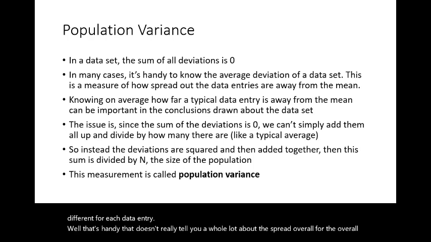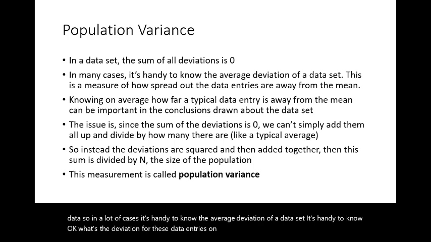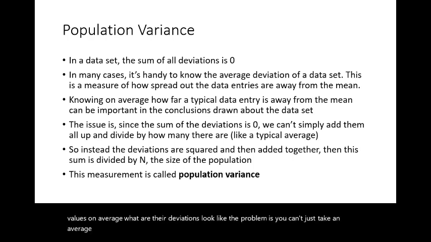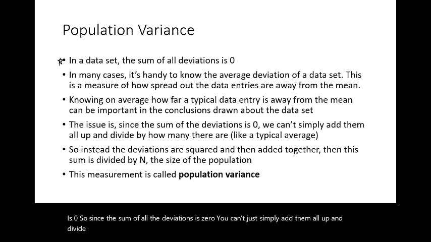So in a lot of cases, it's handy to know the average deviation of a data set. It's handy to know, okay, what's the deviation for these data entries on average? On average, how spread out are these values? On average, what do their deviations look like? The problem is you can't just take an average of the deviations, because in any data set, the sum of all deviations is 0. So since the sum of all the deviations is 0, you can't just simply add them all up and divide by how many there are like a typical mean.